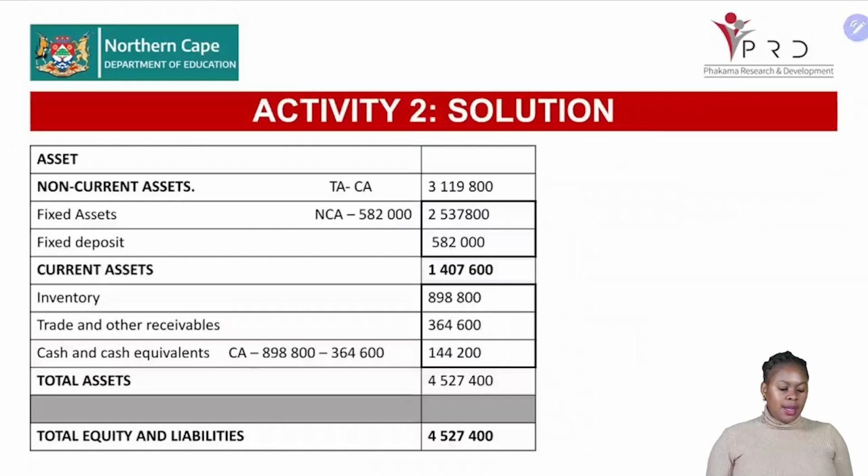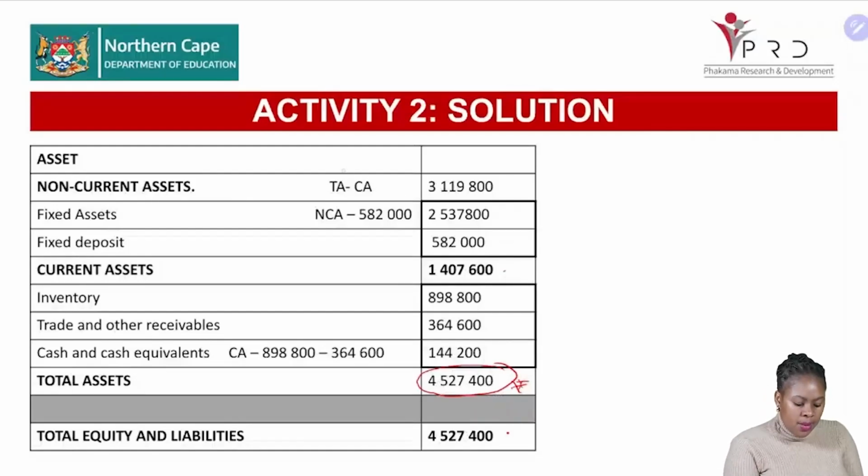Welcome back, grade 12s. Now let's quickly go through the activity, right? So in the activity, the examiner gave you the total equities, right? And the examiner gave you your current assets. Then it would be very easy for you to calculate your non-current assets. You are going to say your total assets over here, because total equities equals total assets. We know this by now. All right. So then we are going to say the 4,527,400 subtract our current assets will give us our non-current assets. No problems there.